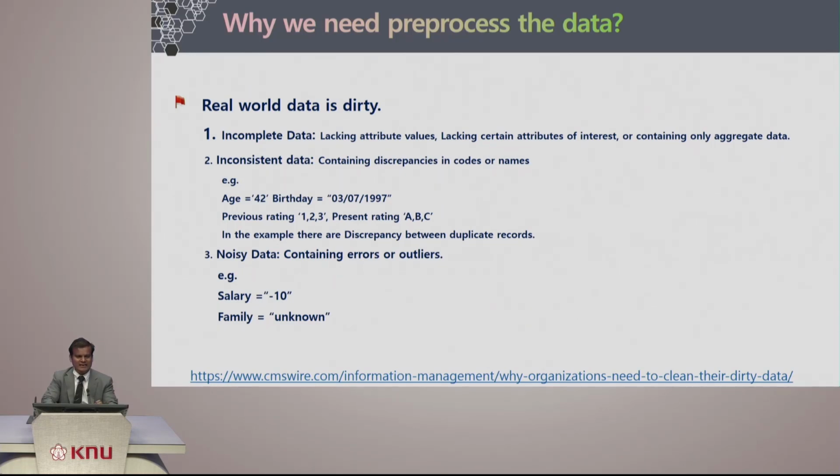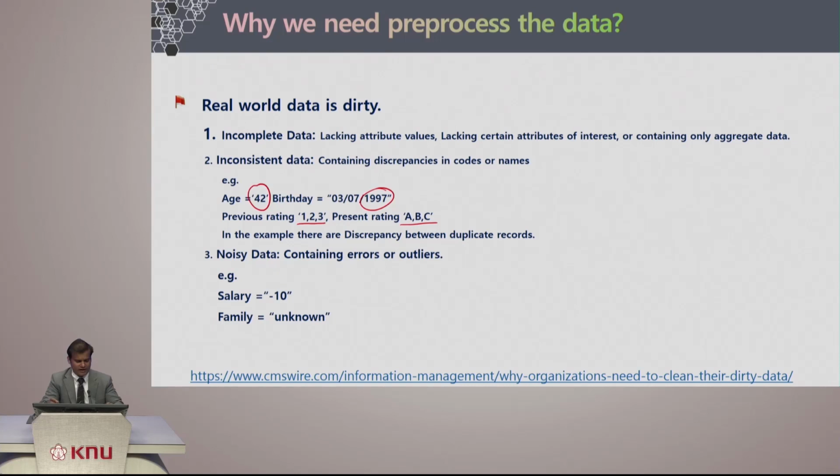Some data are inconsistent. As you can see here, it contains discrepancies in codes and names. For example, it says age is 42, but the birthday is 1997, which is not correct, we know, right? And maybe previously you had ratings like 1, 2, 3, and now you have ratings like A, B, C. There is this problem of inconsistent data.